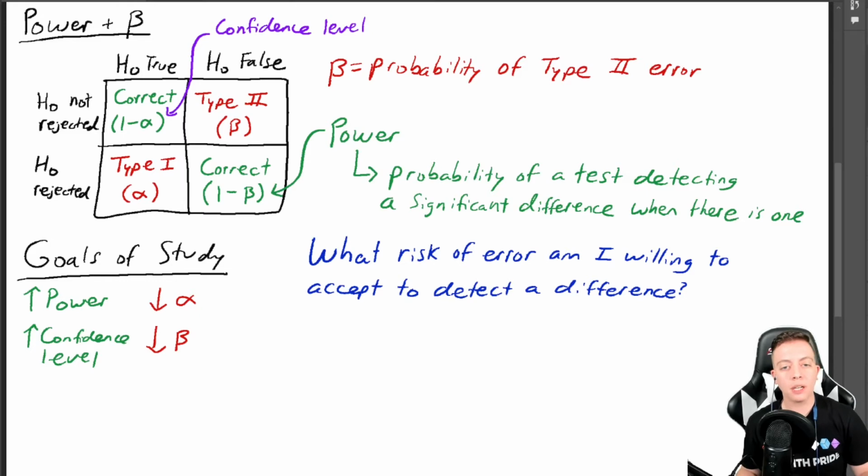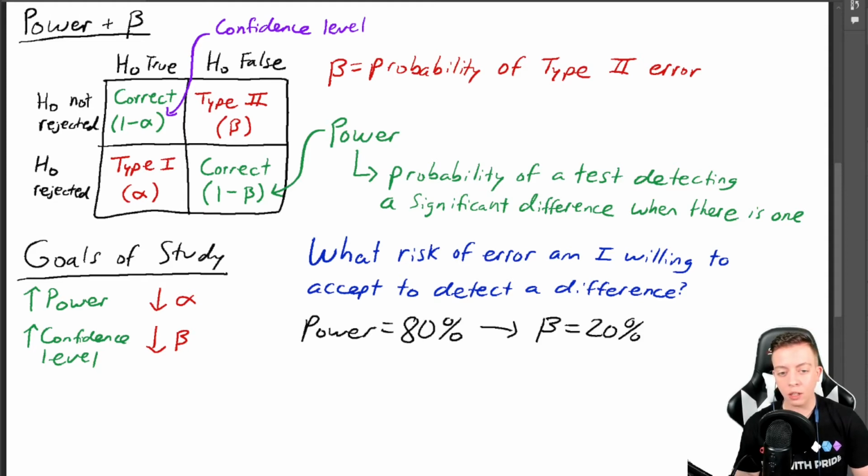So what number can we use for power to achieve all of these goals to the best of our abilities? The most commonly accepted value for power is 80%. And you might think, why 80%? If 80% is the probability of detecting a significant difference, then if we subtract 80% from 1, we get 20%. So that is a 20% chance of a type 2 error.